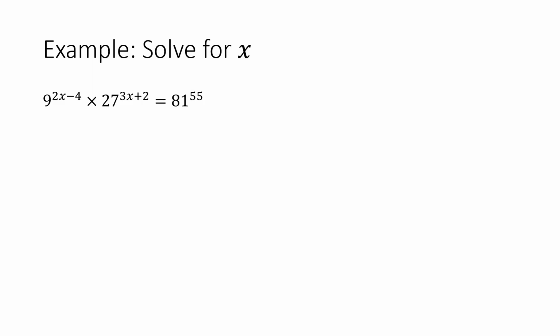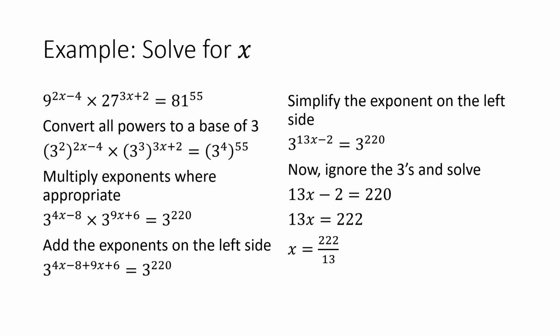Now, what if we've got this situation? 9 to the exponent 2x minus 4 times 27 to the exponent 3x plus 2 equals 81 to the exponent 55. Well, we definitely don't want to use a calculator here. 81 to the exponent 55 is just an unimaginably big number. But maybe we can make each one of these powers have a base of 3.